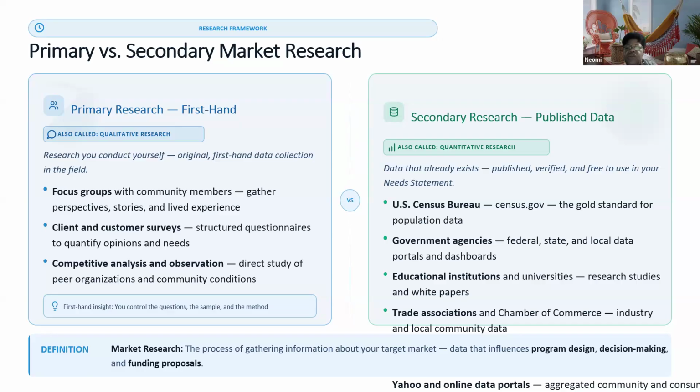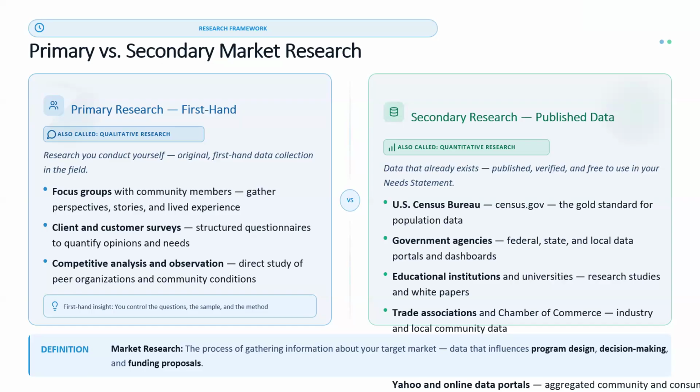Educational institutes and universities provide research studies and white papers. White papers are what an expert writes on a particular topic, and it's called a white paper. You're going to be creating your own white papers when you start to do consultant work and give your expertise. Trade associations and chambers of commerce are another place you can get information from.